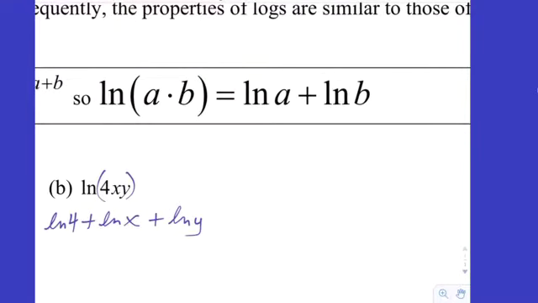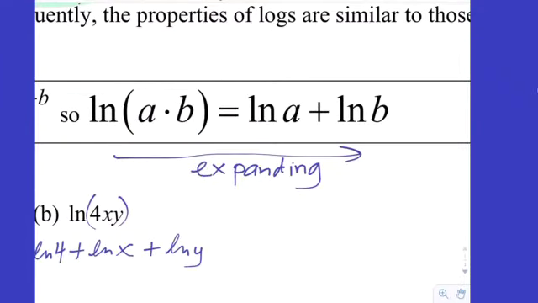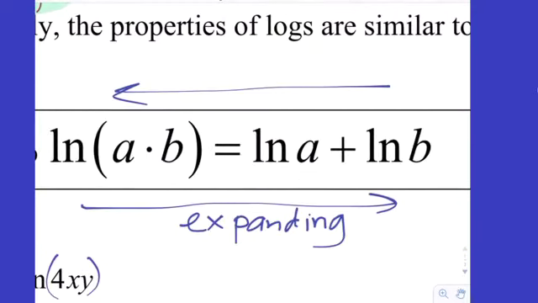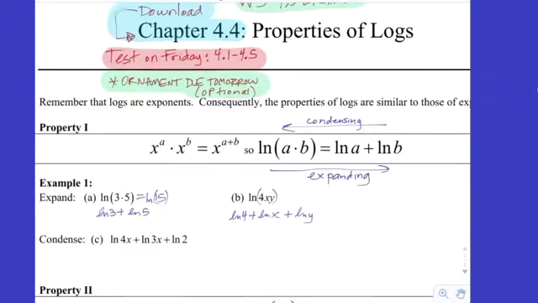So whenever you move from the left side to the right side, this is called expanding. We're expanding it. We're making products that could potentially be really, really large, and we're turning them into sums, which is a lot easier to work with. But these things are identities, so they work both ways. If you started with something on the right, and I ask you to put it in the form on the left, that's called condensing. So you got expanding and condensing. The two examples we just did, we expanded. So let's look at example C.